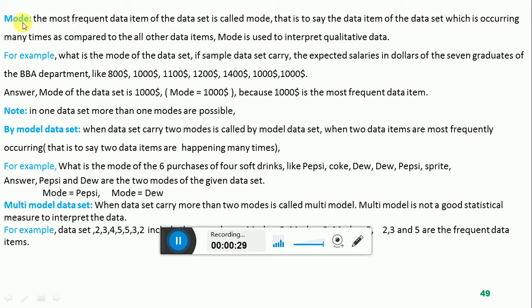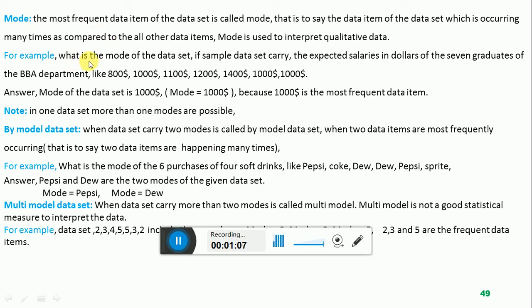What is mode? The most frequent data item of the given data set is called the mode of the data set. Most frequent data item means that data item which is happening many times in the data set as compared to all other data items of the data set. So this is called the most frequent data item, and that most frequent data item is called the mode of the data set. Mode is used to interpret qualitative data as well as quantitative data.